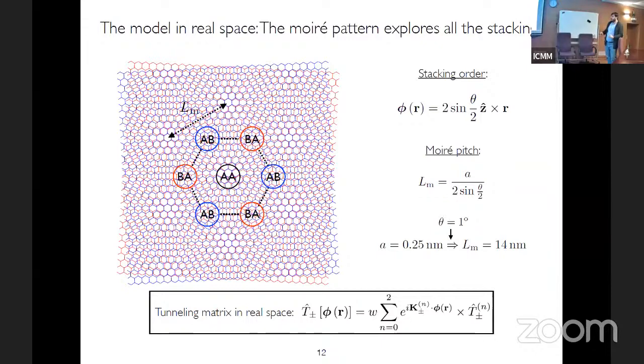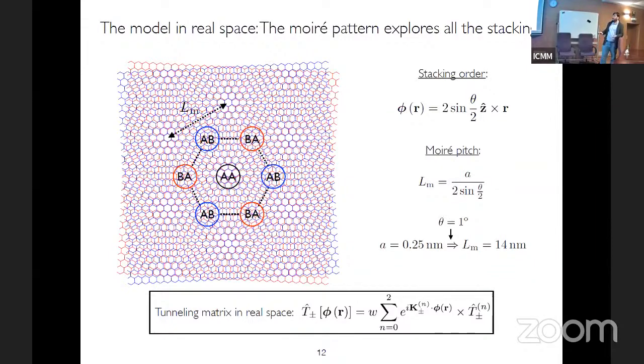in real space. This is basically the tunneling matrix in sublattice space, in the space of Dirac spinors of the two layers. So it's a matrix in sublattice space. Basically, when the electrons hop from one layer to the other, they pick up a phase that is related to the shift in momentum space of the position of the Dirac points of the two layers. This phase is a function of the local stacking configuration. So this is a way to construct and understand the continuum Bistritzer-MacDonald model in real space.